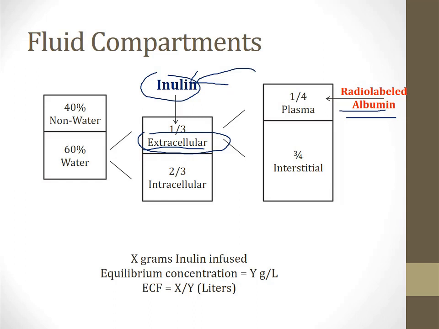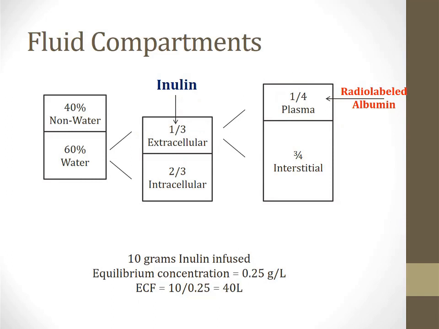Radiolabeled albumin is just a version of albumin that can be measured experimentally, and albumin has the property that it stays in the plasma. It does not cross capillary membranes, so if you infuse radiolabeled albumin and measure the concentration, you can determine the plasma volume. The way these experiments are done is shown at the bottom of the screen. For example, if you infuse X grams of inulin into a research volunteer and the equilibrium concentration is Y grams per liter, then in the case of inulin, which stays in the extracellular space, the extracellular fluid volume will be X divided by Y liters.